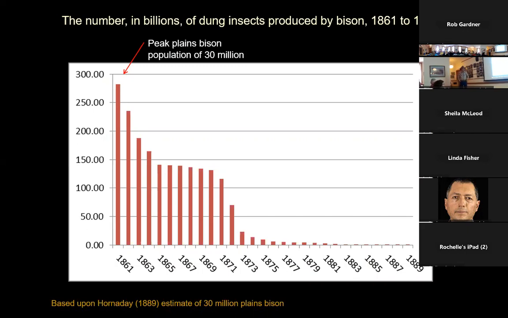And by the late 1880s, all of that resource was gone from the landscape. So every insectivorous bird, every amphibian and reptile that depended on that base were suddenly starving. There just wasn't the food there for them. Next.